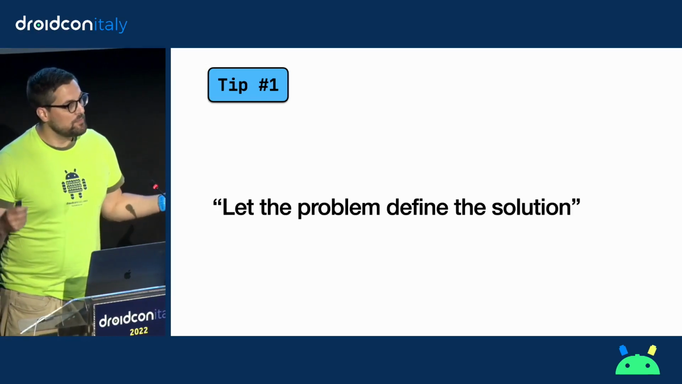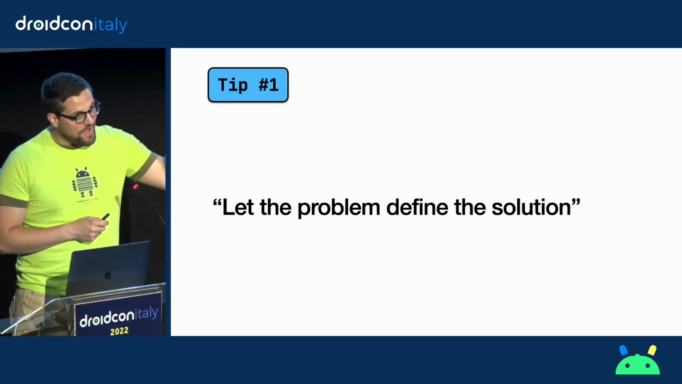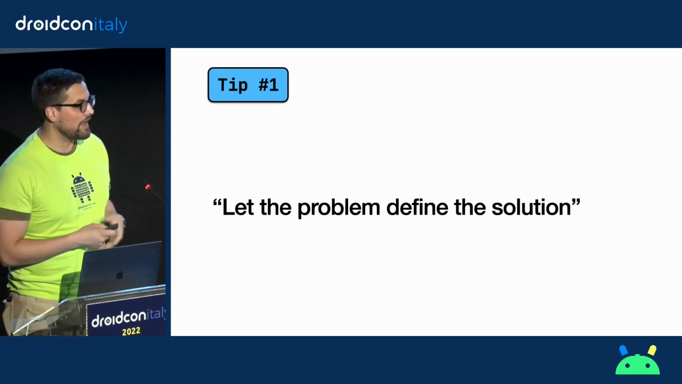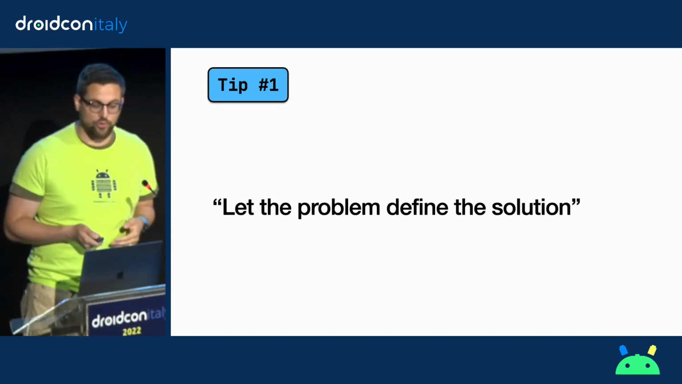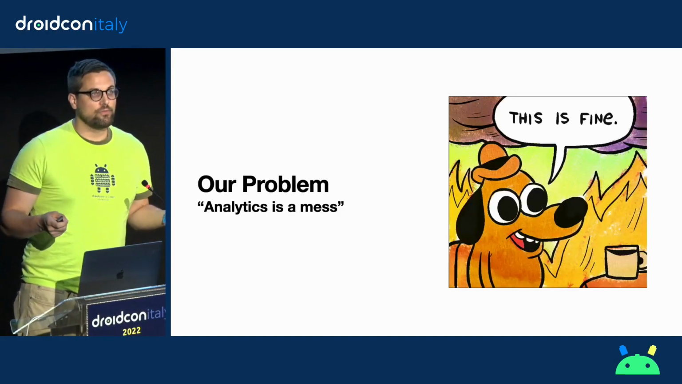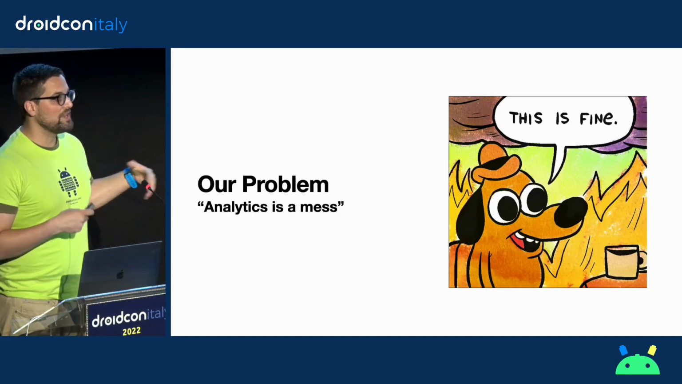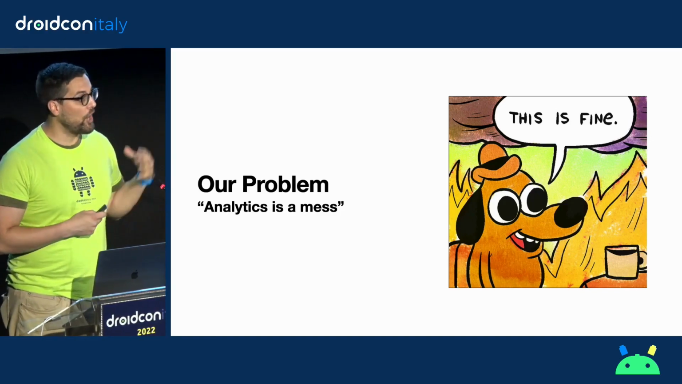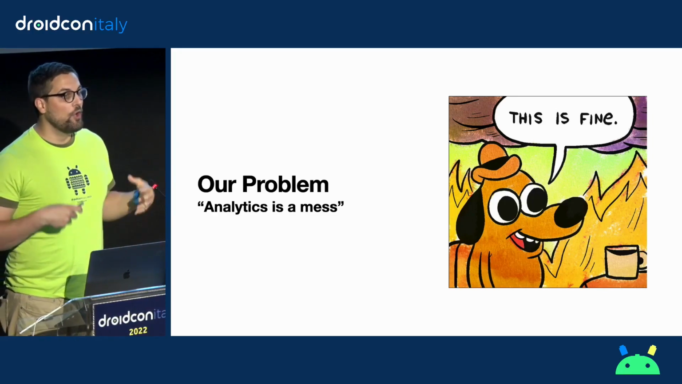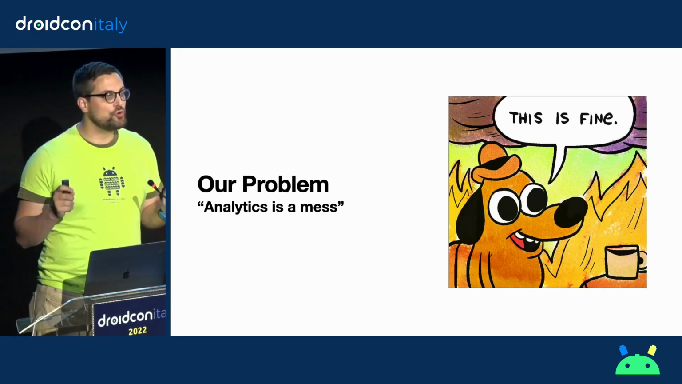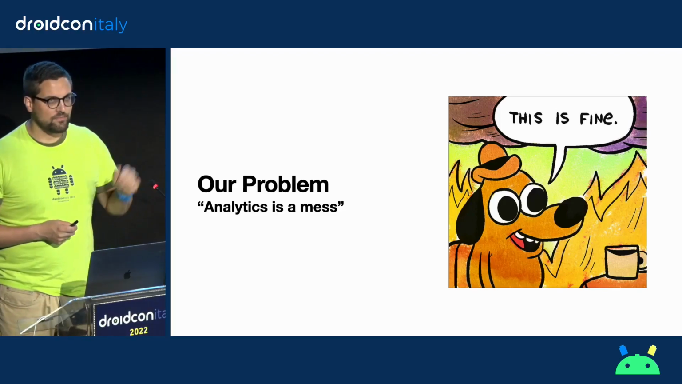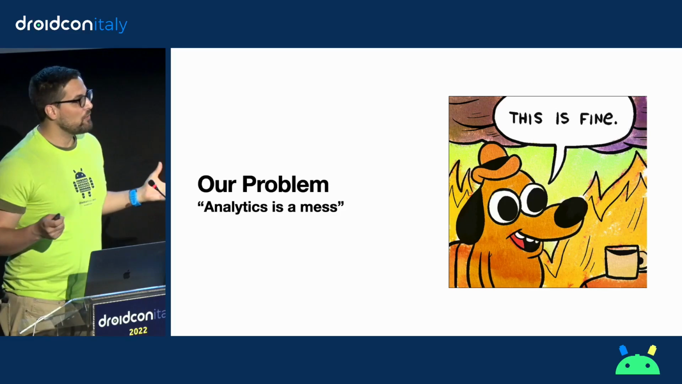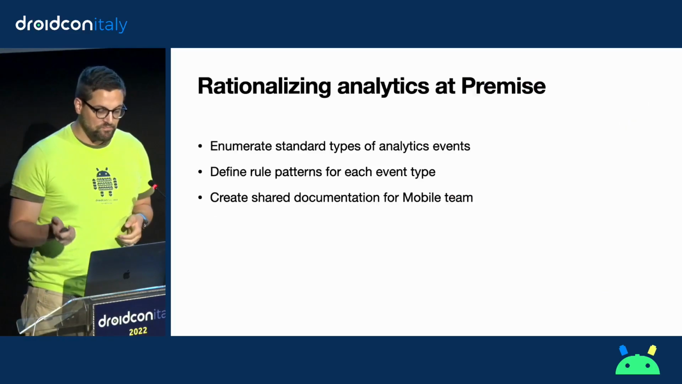So the first tip here, just to throw it out right away, there'll be 5 tips if anyone wants to count, but the first tip here is to let the problem define the solution. I kind of alluded to this yesterday in the roundtable. We did not set out to use Kotlin Multiplatform. We didn't say, let's use Kotlin Multiplatform, let's go find a problem. We started with a problem, and our problem was that our analytics were a mess circa 2 years ago, probably longer than that, but I've only been there for 2.5 years or so. So we set out to solve this problem.